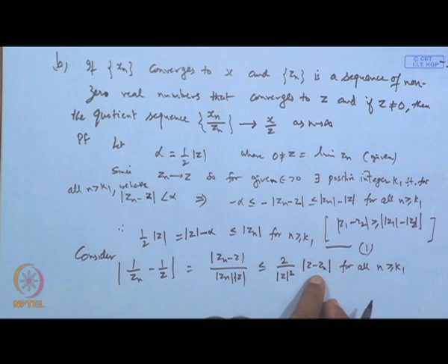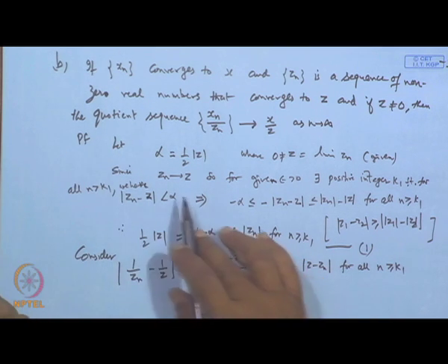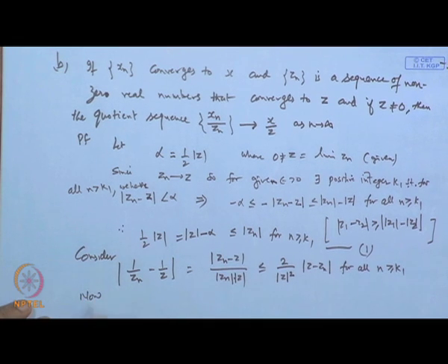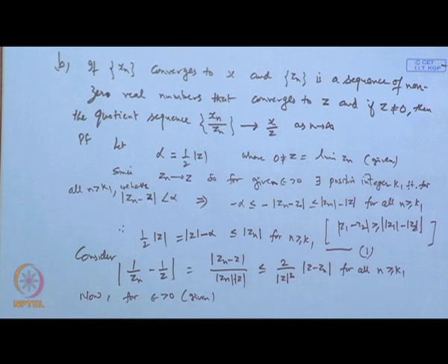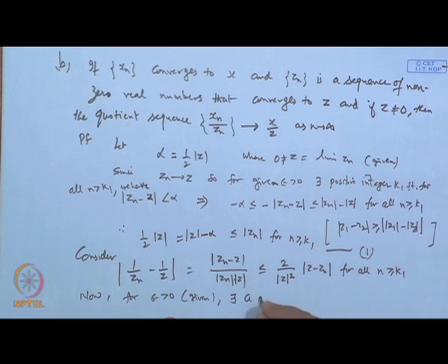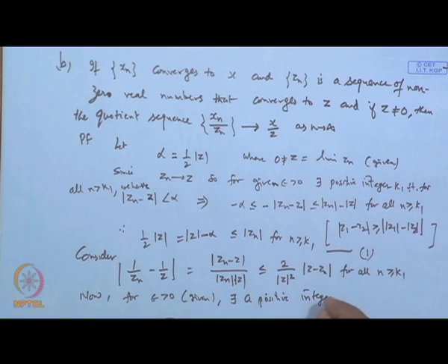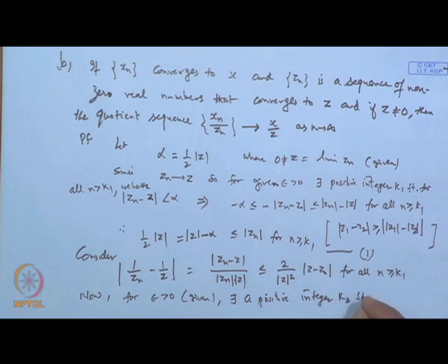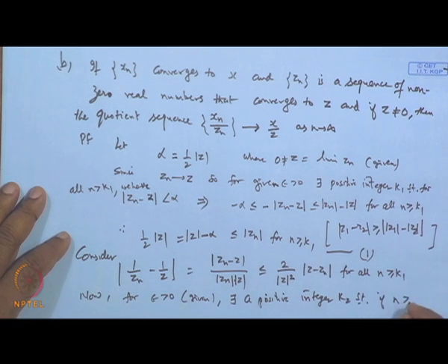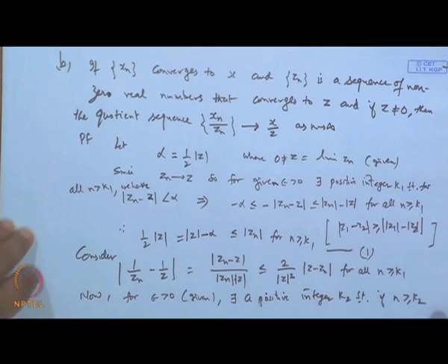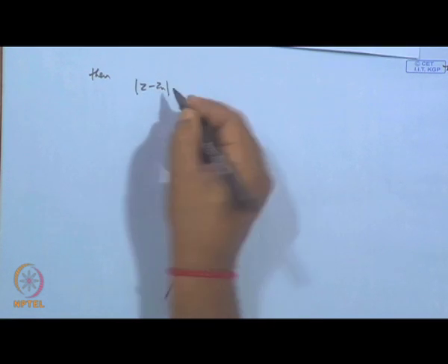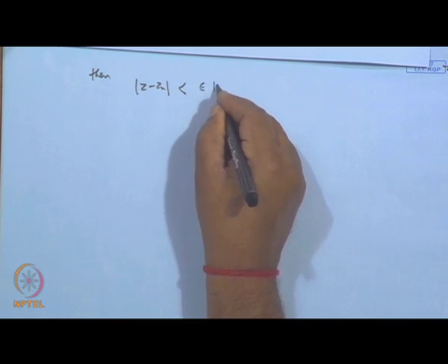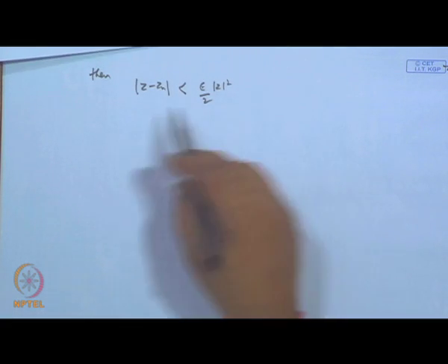Now, as z minus z n goes to 0, because the sequence z n converges to z, for a given epsilon greater than 0, there exists a positive integer k 2 such that if n is greater than or equal to k 2, then mod z minus z n is less than epsilon mod z square by 2. This is a smaller number. Since z n converges to z, we can identify this for all n greater than k 1.